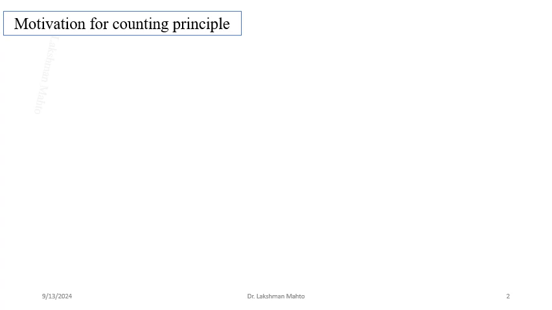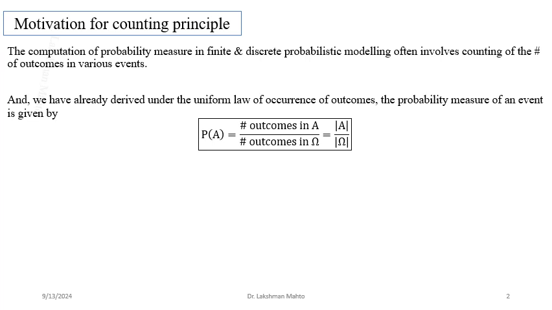It comes in the form of a formula: number of outcomes in the event divided by number of outcomes in the sample space. So that's why we are counting these numbers. So numbers generally would be natural numbers. So in natural numbers we have to talk about counting principles. So the motivation for counting is the computation of probability measure in finite and discrete models. Remember, finite and discrete probabilistic modeling often involves counting of the outcomes in various events. That's why we are going to discuss this lecture.